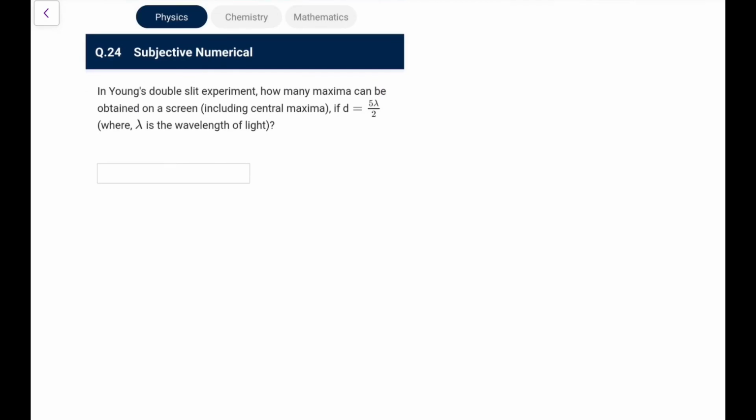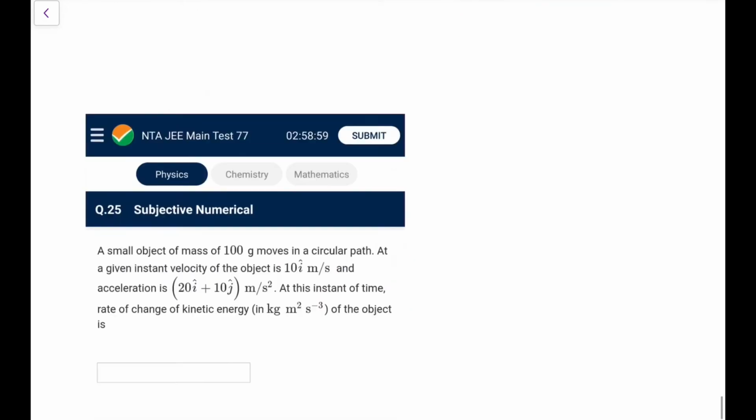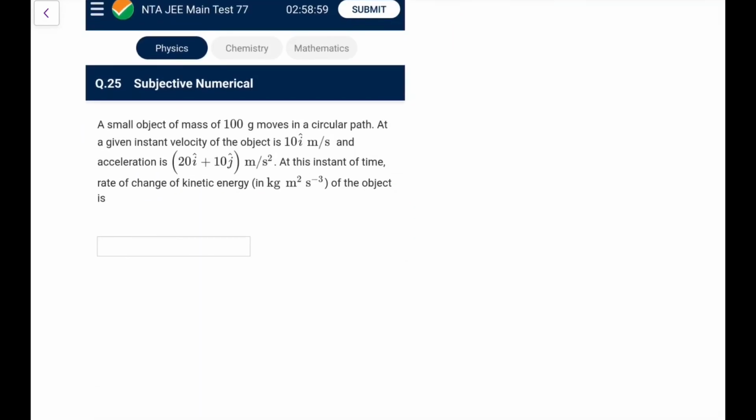Next one, in YDSE, how many maxima can be obtained if d is equal to 5 lambda by 2? So the path difference at any point is d sin theta equals n lambda. So the n value is d sin theta by lambda, which has to be less than d by lambda. Here d by lambda comes out as 5 by 2. So n possible are 0, 1 and 2. This is the central one, corresponding to 1 we have plus minus 1, and similarly for 2. So maxima that we will get is 5. So the 5 maxima can be seen here, not more than 5. This is a standard problem you must have done before.